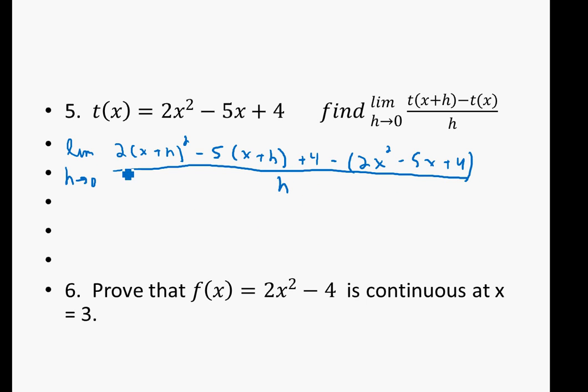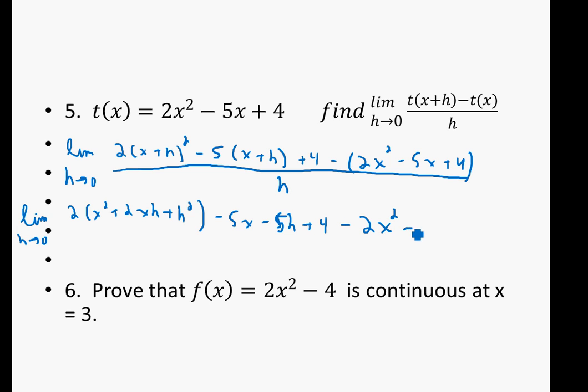Now we need to expand this thing here. This is going to get a little big. Let's move it further back here. Limit as h is going to 0. We're going to have 2 times x squared plus 2xh plus h squared minus 5x minus 5h plus 4. This is a 5. My handwriting is getting sloppy now. Not that it was really ever great to begin with. Minus 2x squared plus 5x minus 4. All that is over h.